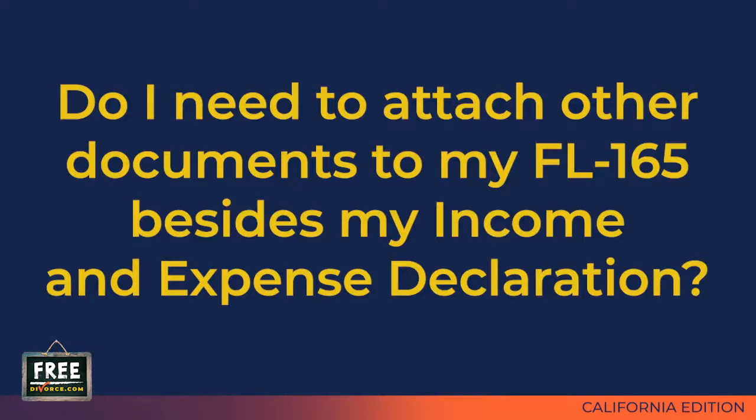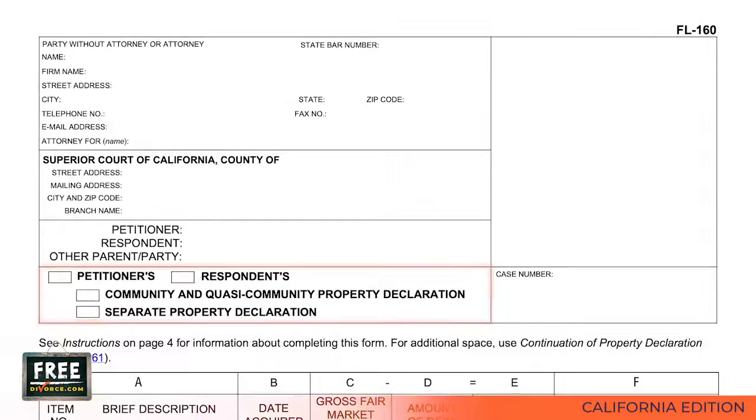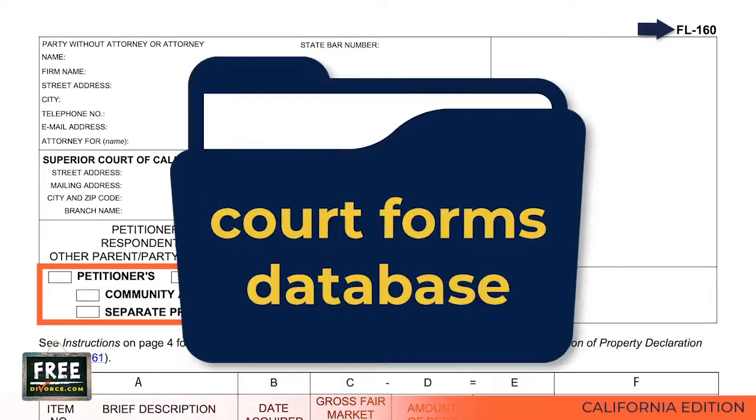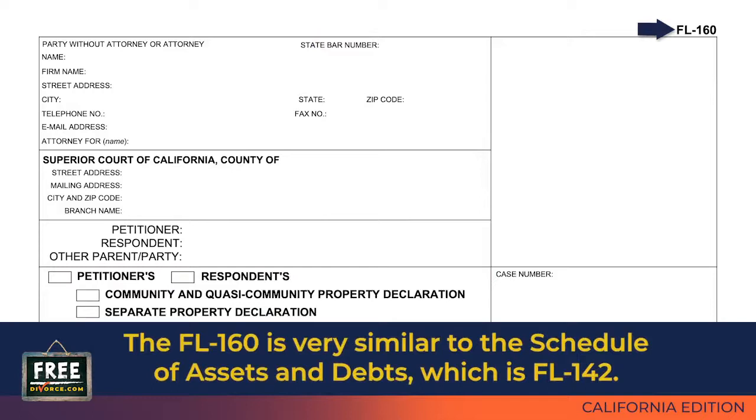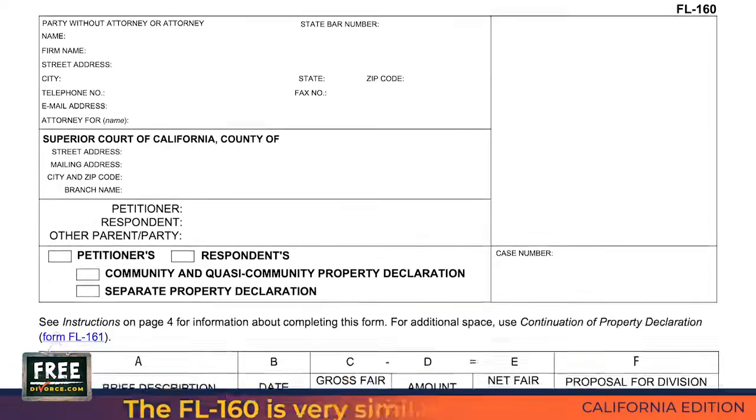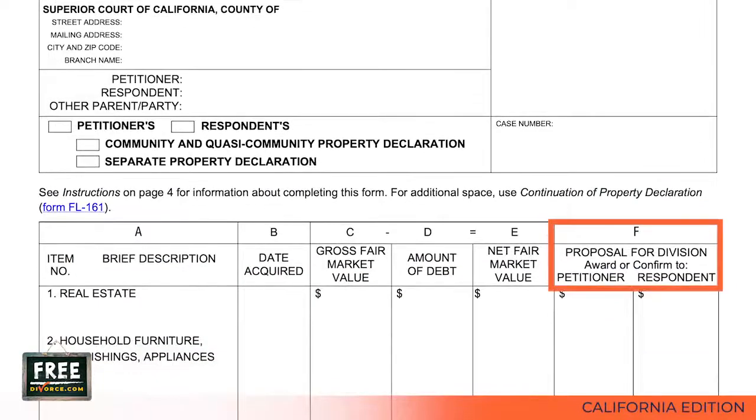Do I need to attach other documents to my FL 165 besides my income and expense declaration? Yes, you will also need to attach to your FL 165 a form entitled Property Declaration, which is FL 160. In our court forms database, you will find both an example of a completed FL 160 and a blank FL 160 form that you can fill out and print. The FL 160 is very similar to the Schedule of Assets and Debts, which is FL 142, but the form also includes your proposal to the court for the division of your assets and debts.